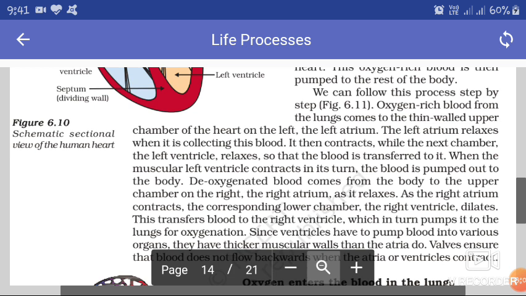Deoxygenated blood comes from the body to the upper chamber, the right atrium, as it relaxes. As the right atrium contracts, the corresponding lower chamber, the right ventricle, dilates. This transfers blood to the right ventricle, which in turn pumps it to the lungs for oxygenation.